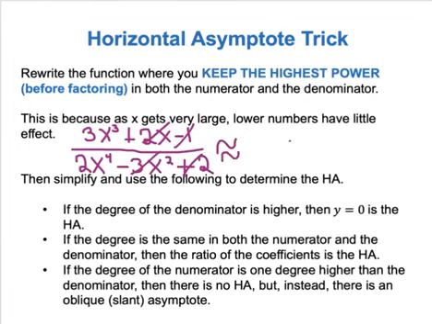So in doing that, what we'll have is approximately 3x cubed over 2x to the fourth when we're looking at the behavior at positive or negative infinity.